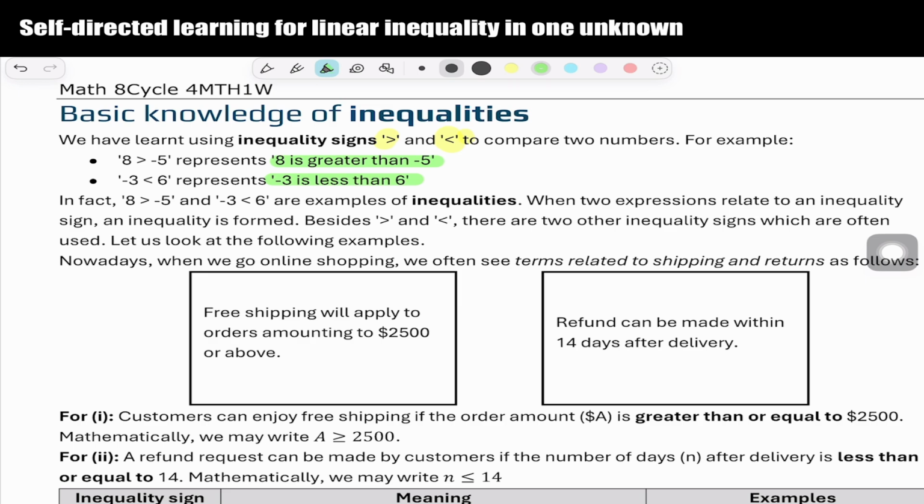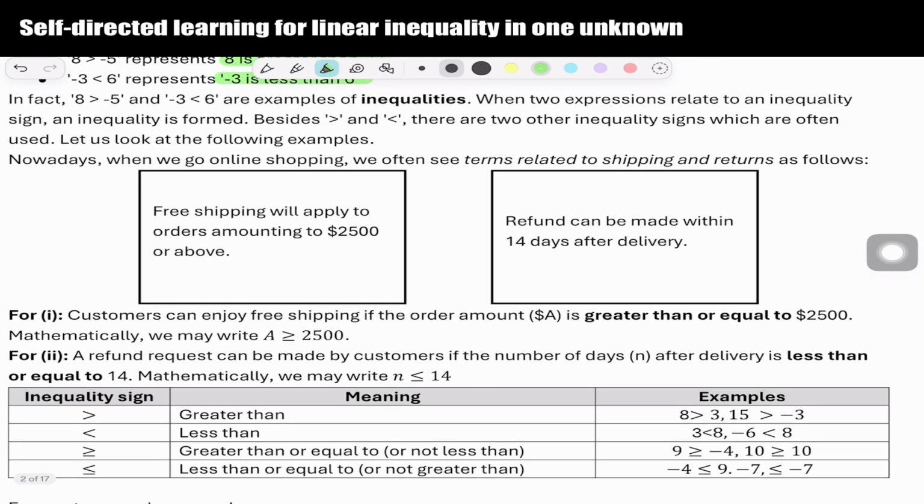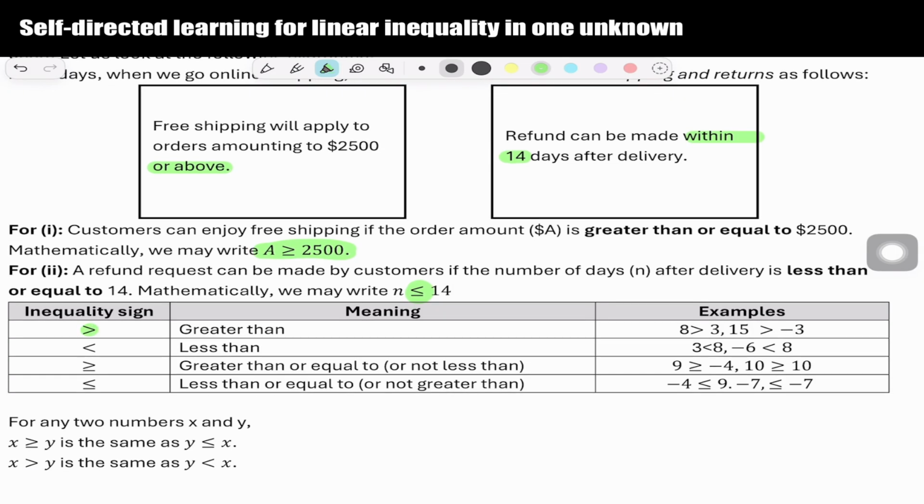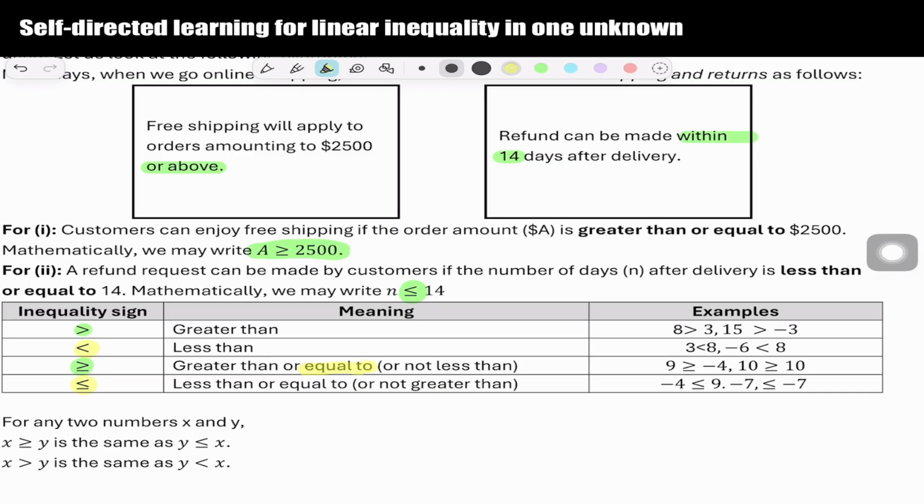Next, when we talk about free shipping, we can use an inequality to describe it: greater than or equal to 2,500, because we talk about 2,500 or above. And if it is within 14 days, that means we include 14, so we have the equal sign there. The main difference between these two symbols is whether we have the equal sign or not. If we see the equal sign, then we have to mention equal, or we can say not less than, or not greater than.